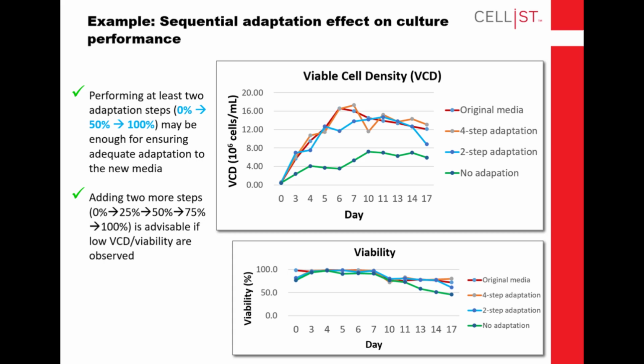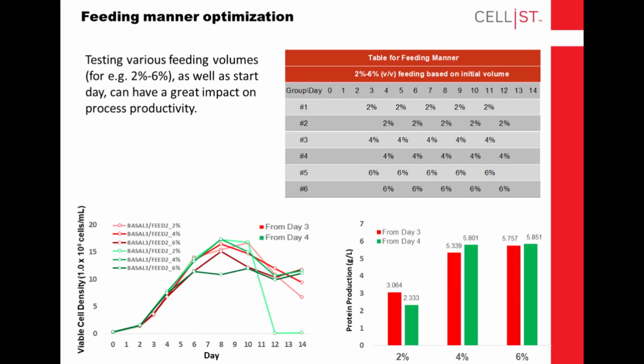After selecting the basal media, you also should choose the feed, and it's important to optimize the feeding manner. There is a basic way to do it by varying the volume or the percentage of feed that is added. Usually anywhere between 2 to 10% is suggested by various manufacturers of feed media. We usually suggest between 2 and 6% for our feed medium. It's important also to remember that some cells will grow much better at a low percent, only 2%, and some will do better with 6% feeding.